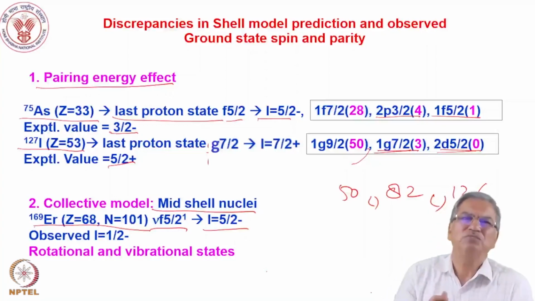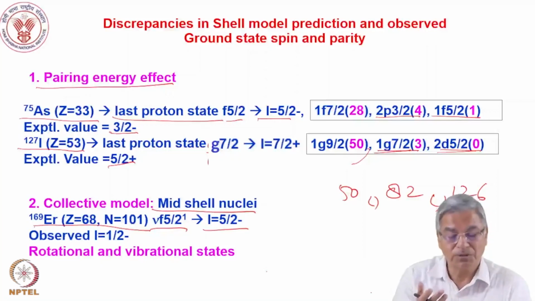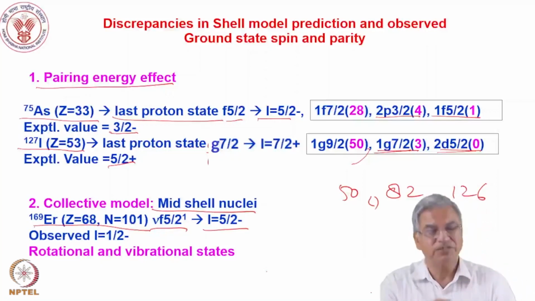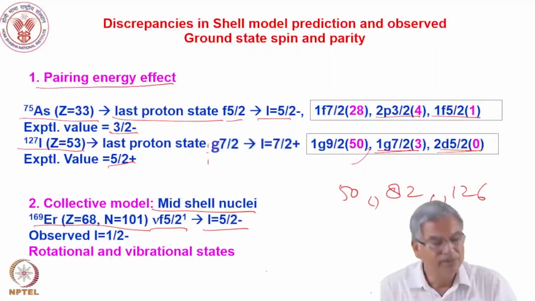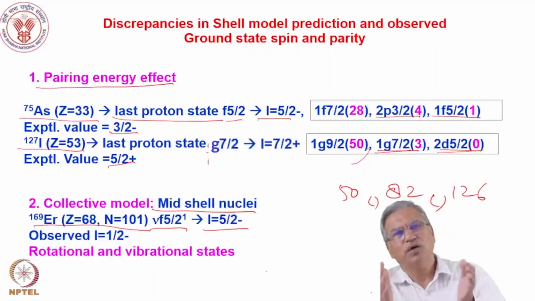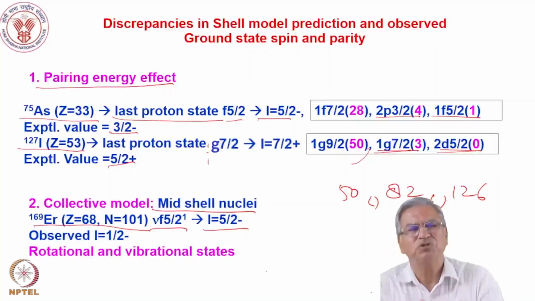Therefore, it was becoming difficult to explain how you can get this kind of ground state spins. So one of the explanations is the collective motion. Collective model means, in the nucleus, other than the shell model, there is one more model called the collective model, which I am not able to discuss because of the paucity of time. The collective model considers that all the nucleons inside the nucleus undergo a collective motion.